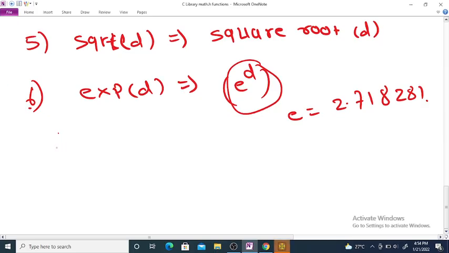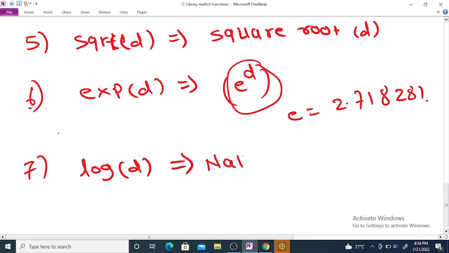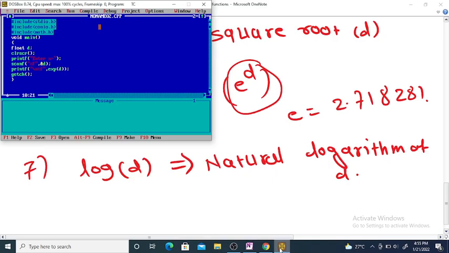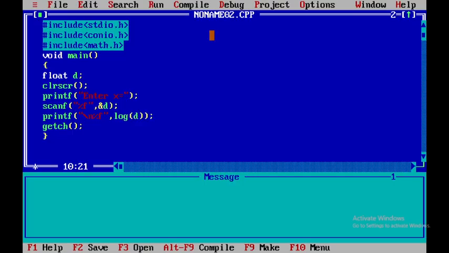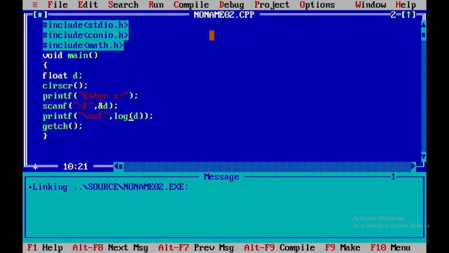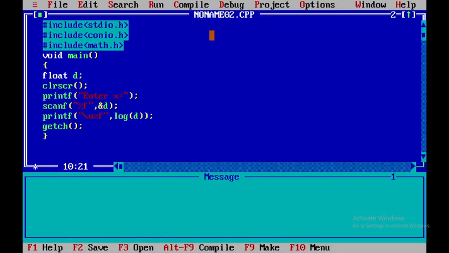The next function, number 7, is log d. It determines the natural logarithm of d. So if you enter here log d, and if you run here, say if you enter 2, then output is 0.6931. If we run one more time, say minus 3, the output says log is not defined for negative number. But if you enter, say 0.3, then output, okay, this is an error, domain error.